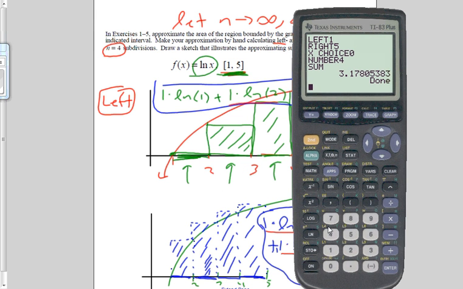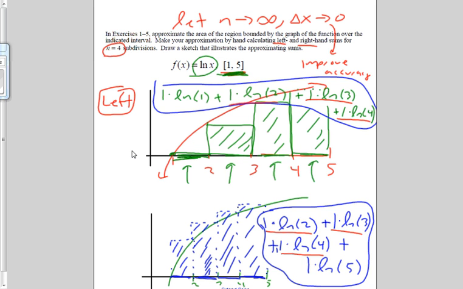Let's just confirm that. So, ln1 plus ln2 plus ln3. We have 1 times all of these, but that doesn't matter. Plus ln4. Hopefully we're going to get the same area approximation, and we do. So this program that we just generated together will save you a lot of time when you're doing Riemann sum approximations.